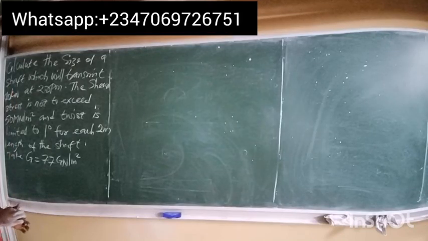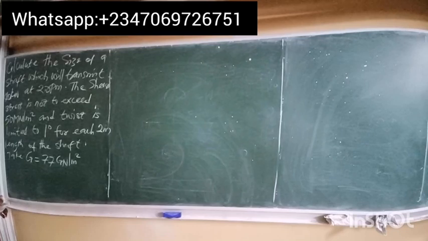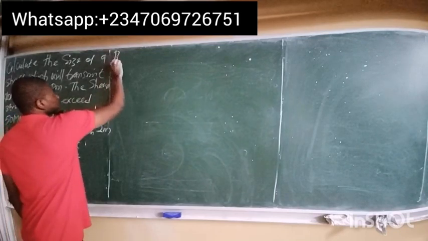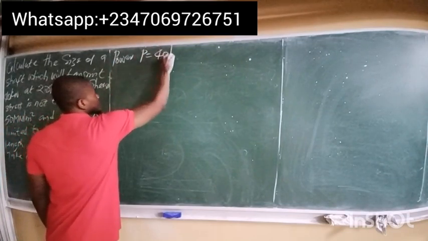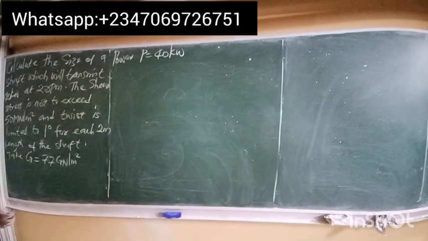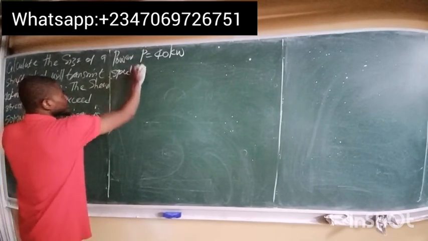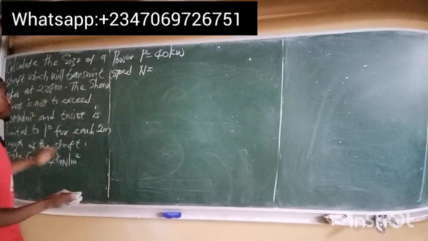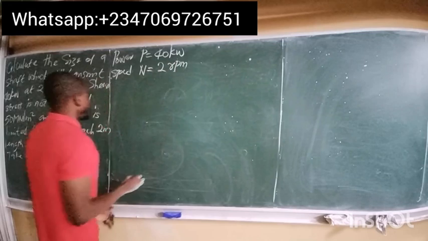Alright, so let's get down the parameters that were given to us. We're given power. Power transmitted should not exceed 40 kilowatts. Power P equals 40 kilowatts. We were also given the speed of revolution N. Speed N was given as 2 revolutions per minute, so we simply have 2 RPM.